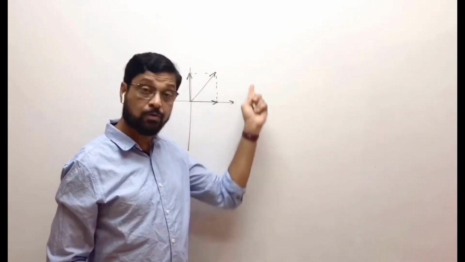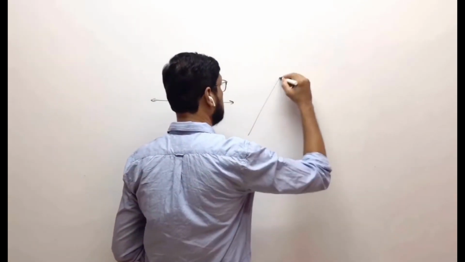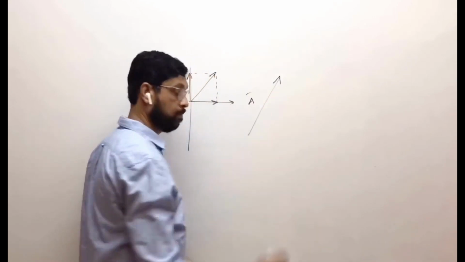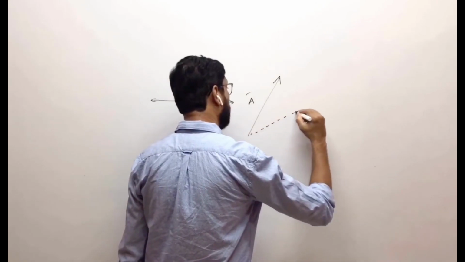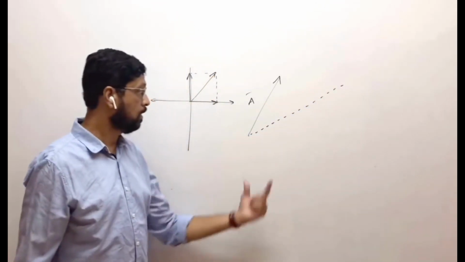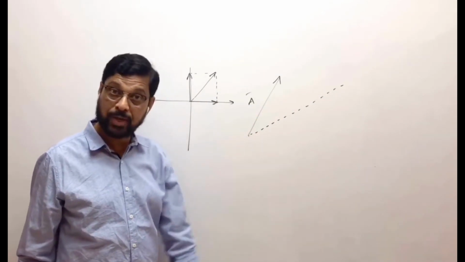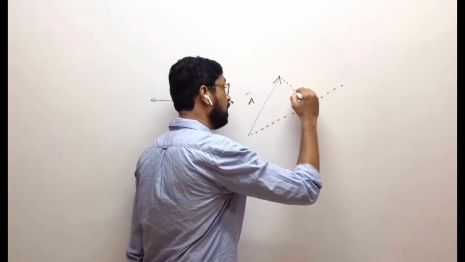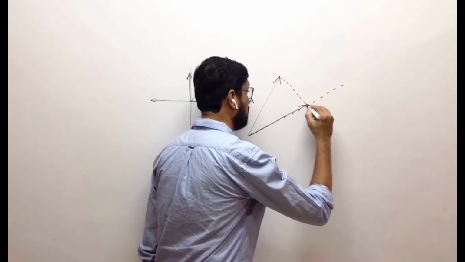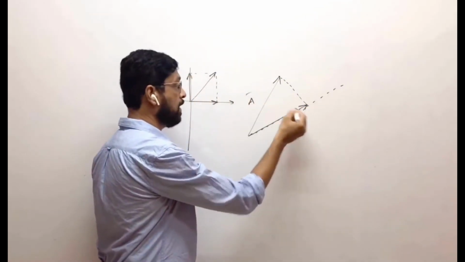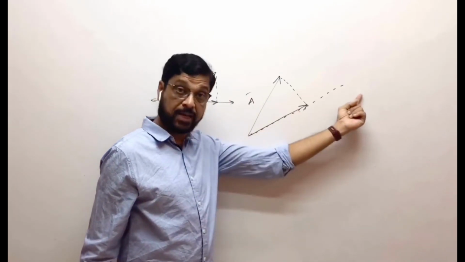सिर्फ ऐसे हॉरिजॉन्टल और वर्टिकल ही चाहिए ऐसे नहीं है. For example, suppose this is a vector A, any vector A, and you want its component along this line. इस लाइन पर आपको इस वेक्टर का कंपोनेंट चाहिए. What you can do there? Drop a perpendicular on that line so that this will be component of A along this direction. ये वेक्टर क्या है? A का कंपोनेंट इस डायरेक्शन में.